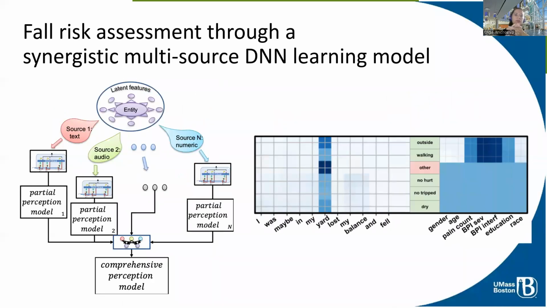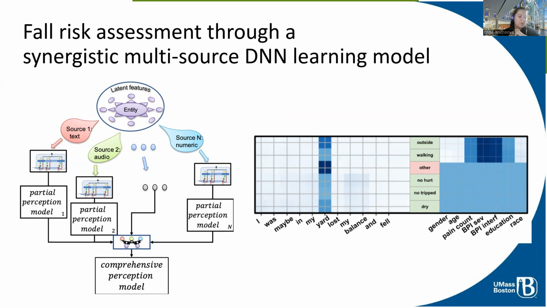Second project: fall risk assessment through a synergistic multi-source deep learning model. In this project, we were targeting fall risk assessment in the older population, and falls are actually the second leading cause of accidental or unintentional injury deaths worldwide, and the sixth leading cause of death in the older population of the United States.